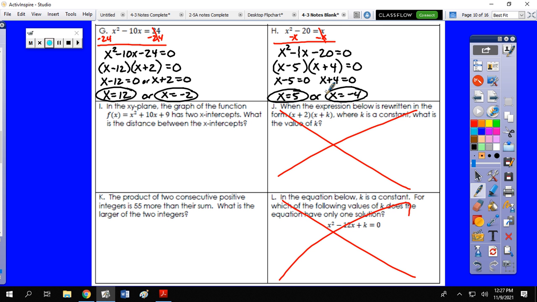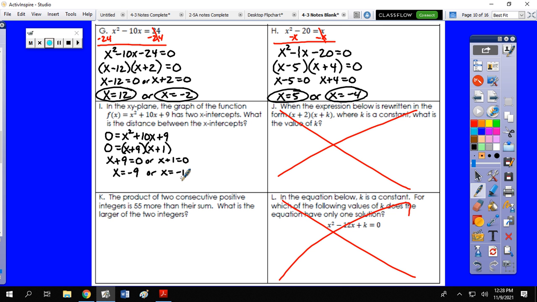I and K are examples of SAT questions. It says in the xy plane, the graph of the function f of x equals x squared plus 10x plus 9 has two x-intercepts. Again, as soon as we see the word x-intercepts, we should think 0, solution, root as well. So what it wants us to do is solve the equation 0 equals x squared plus 10x plus 9, which would be done by factoring. Two numbers that multiply to positive 9 and add to positive 10 would be 9 and 1. Which means the solutions would be x plus 9 equals 0 or x plus 1 equals 0, meaning solutions of negative 9 or negative 1.